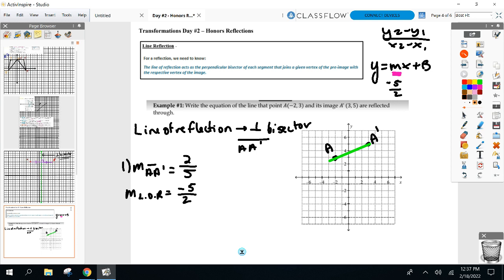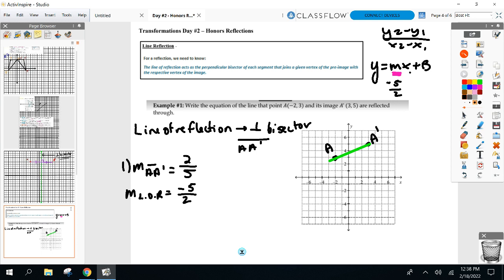Anybody know what other part I need to find now? What's the only other part up there, Avery? Well, B, right? I need to find B now, which is the Y-intercept. And the way we find the Y-intercept is we plug a point on the line of reflection in for X and Y. Ooh. How do I get a point on the line of reflection if I don't even know where it is? How do I find a point on the line of reflection?